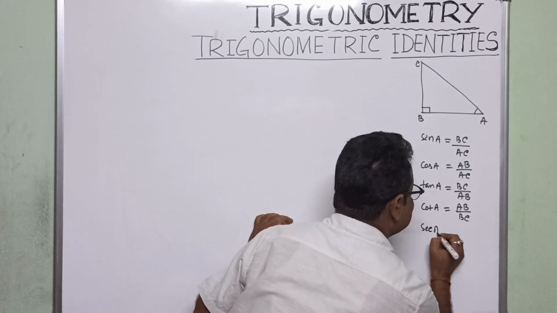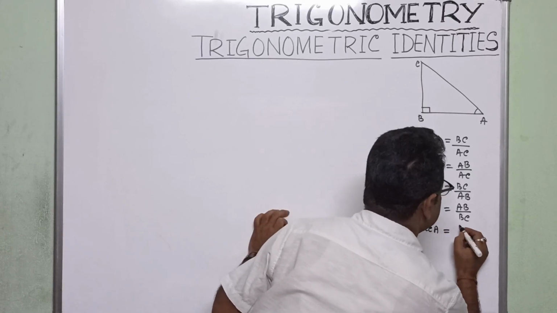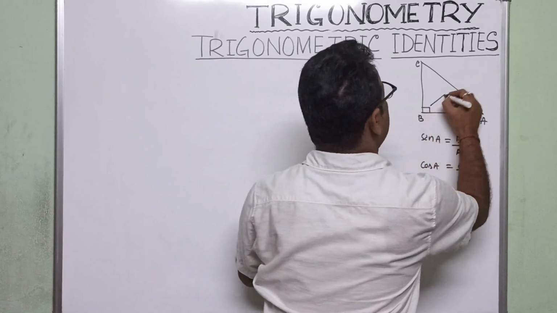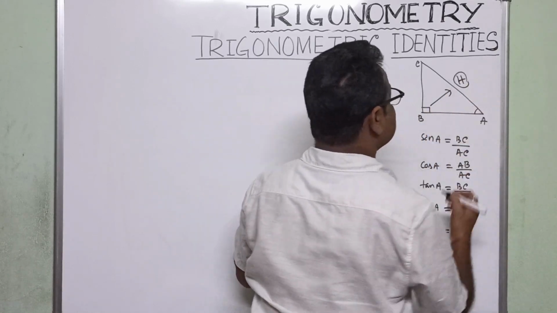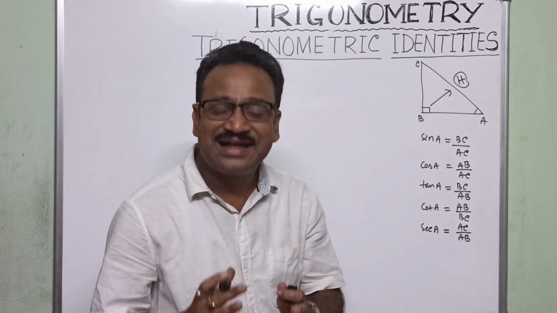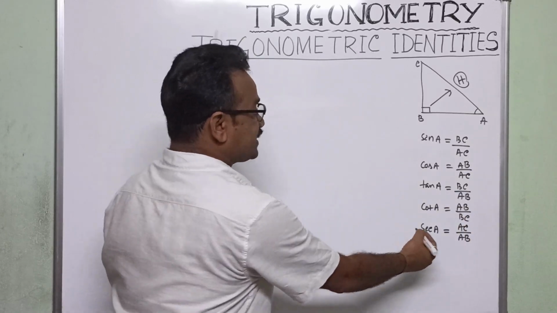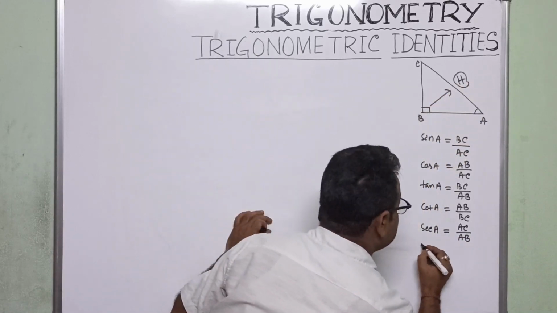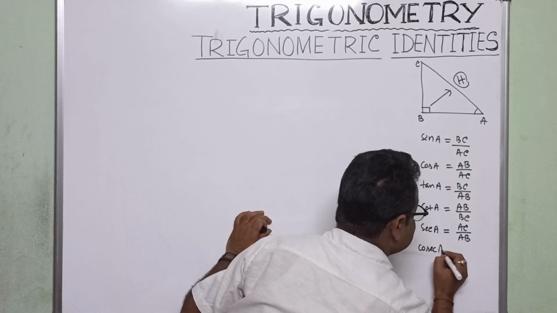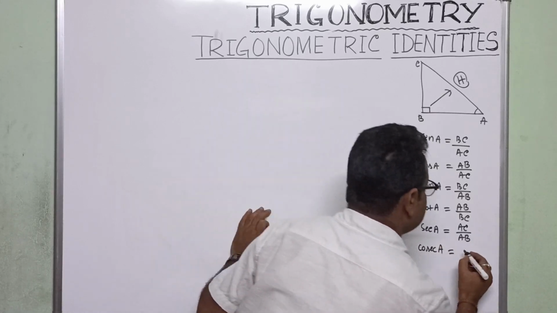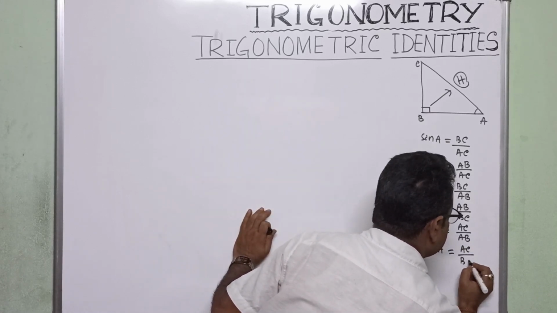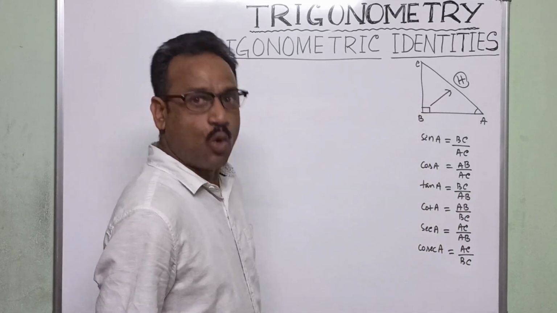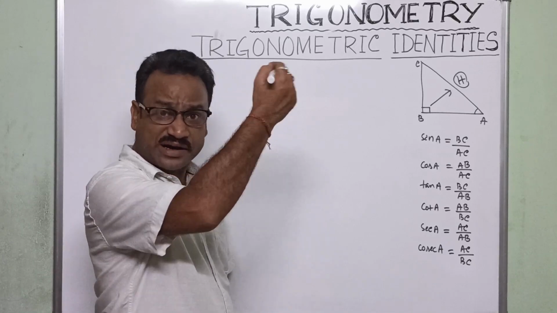Now sec A is equal to AC by AB, hypotenuse by adjacent side. This is the hypotenuse; the side opposite to the right angle is the hypotenuse. Now cosec A is equal to AC by BC, hypotenuse by the opposite side. You know it from the ratio part.